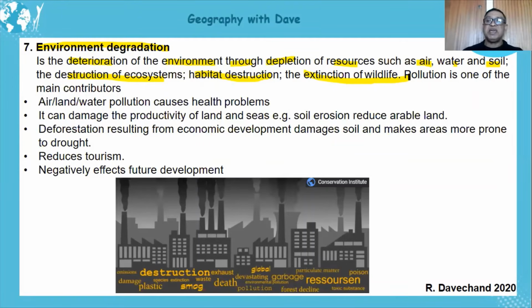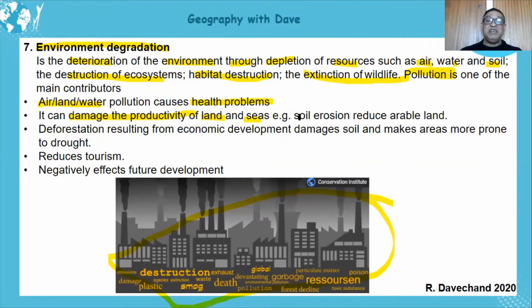And one of the big culprits is pollution. Okay, you can see it here. All the destruction from the pollution. All right, smog, etc. Okay, you notice this? Air, water, and land pollution causes health problems. And that is bad because it reduces the productivity of our people. More money is spent on health issues. So it can damage the productivity of the land by messing it up with pollution and seas.